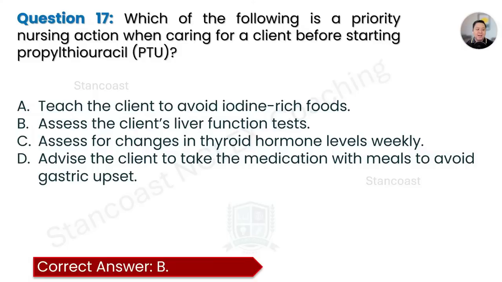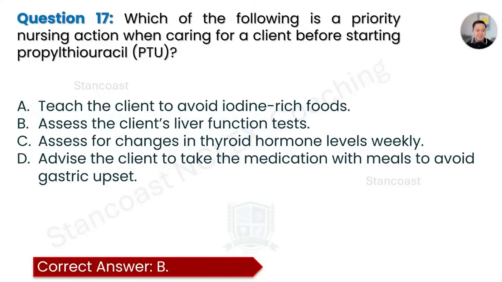Now, option letter A, which is an incorrect choice, is stating teach the client to avoid iodine-rich foods. Yes, we know that this is a very important action, or teaching, because we know that iodine can interfere with the thyroid function and the action of PTU, but this is not the priority nursing action.